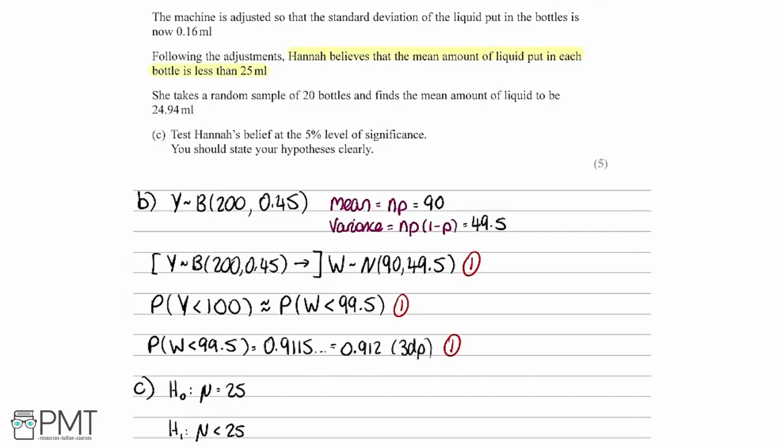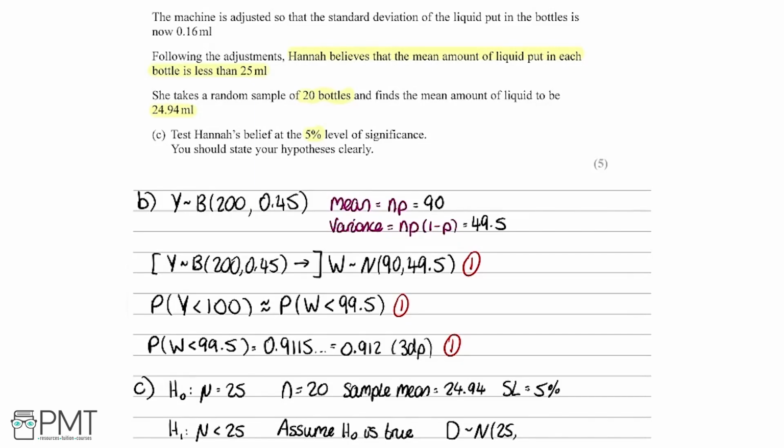Now we're going to get some other information that we need. So we've got a sample of 20 bottles, and the mean amount of liquid in the sample is 24.94. So we say, okay, so we've got n equals 20, and we've got the sample mean to equal 24.94, and we see we're testing at the 5% significance level. So first thing we're going to do is we're going to assume that the null hypothesis is true. So assuming that's true, I'm going to use the random variable D, because we're talking about liquid measured in millilitres. So D is normally distributed, and assuming that H0 is true, that's going to be 25. And looking back up in the question for the standard deviation, we can see, okay, so that's now 0.16. So it's the standard deviation 0.16. We need to remember that it's squared, which gives us the variance.